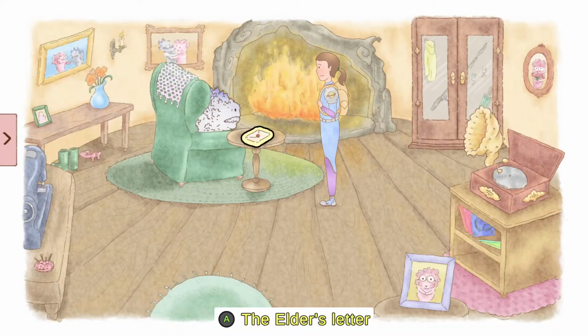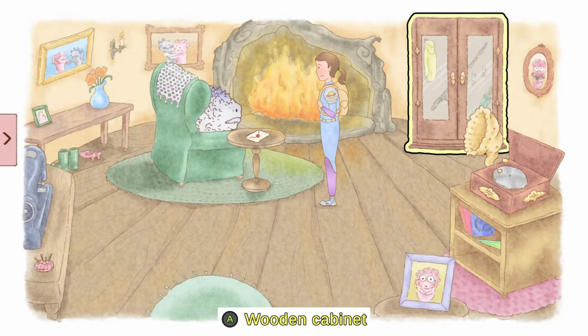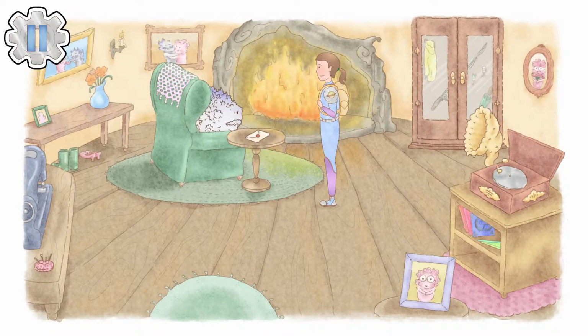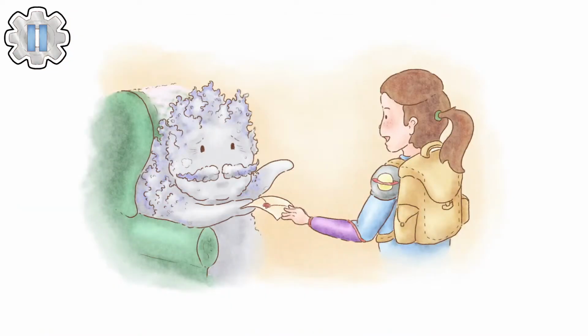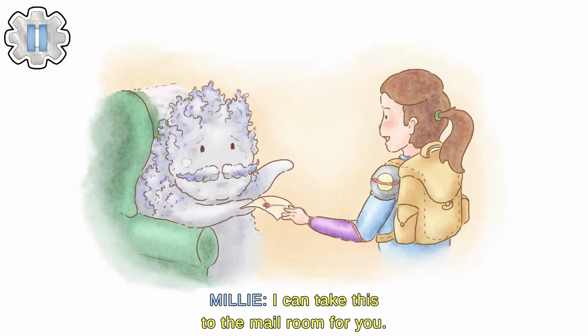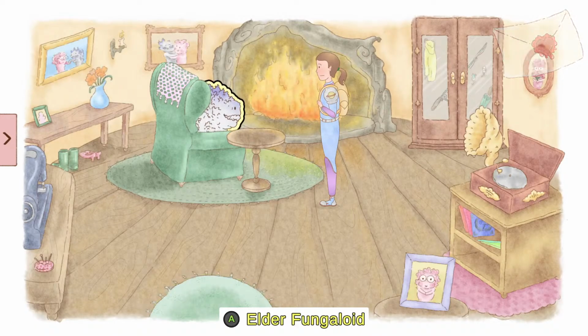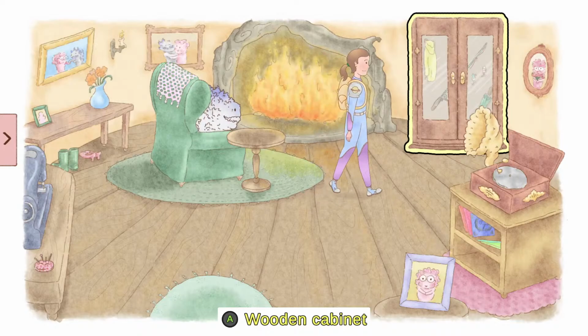Elder Fungaloid. The Elder's Letter. Wooden Cabinet. The Elder hands her a sealed envelope. I can take this to the mailroom for you. The Elder's Letter added to backpack. Door to outside. Elder Fungaloid. Wooden Cabinet. Press A.